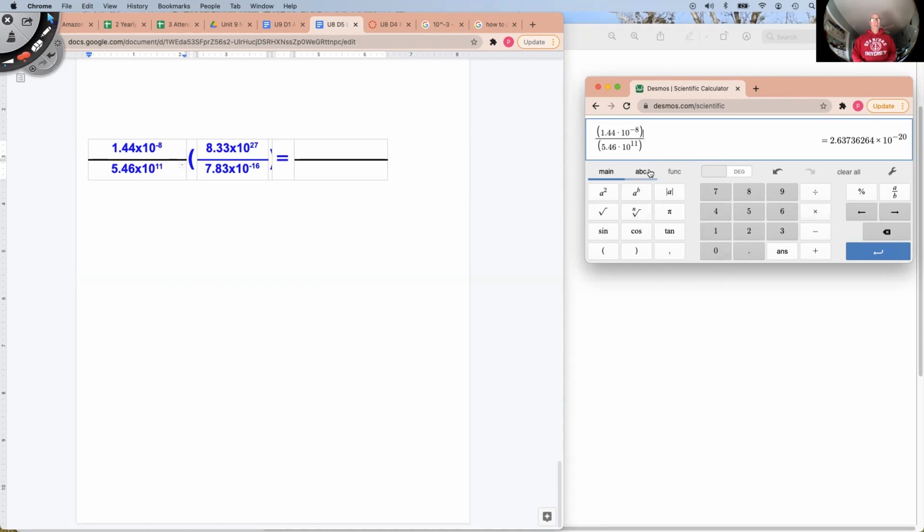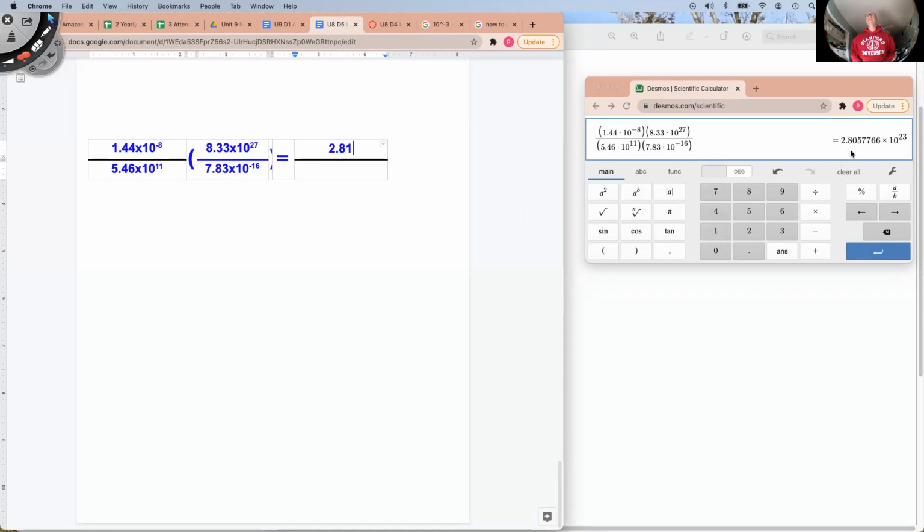We can go back up to the top, and this is just one of many ways, and put 8.33 times 10 to the 27th power. Close our parentheses, because all the numbers on the top get multiplied, then all the numbers on the bottom get multiplied. And I'll do the same thing: 7.83 times 10 to the negative 16th power. There's a minus sign there. And now there's our answer. Our answer is going to be 2.81.